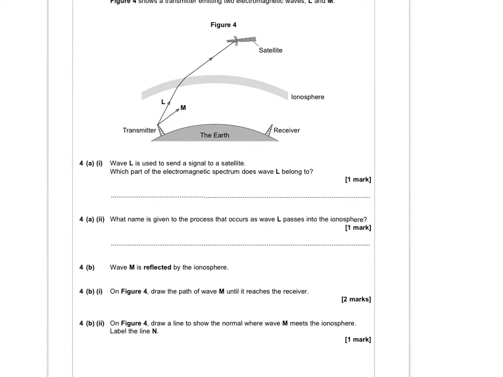Right, we're on to waves now. Wave-L is used to send a signal to a satellite. What part of the electromagnetic spectrum does wave-L belong to? Well, you just got to know that satellites, microwaves, they pass through the atmosphere and they're used in mobile phones.